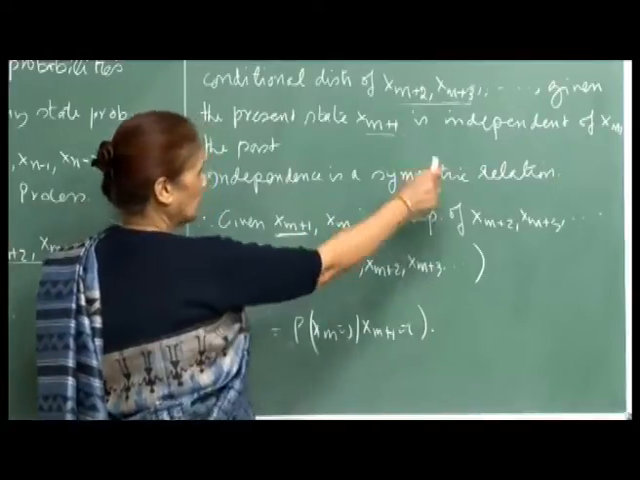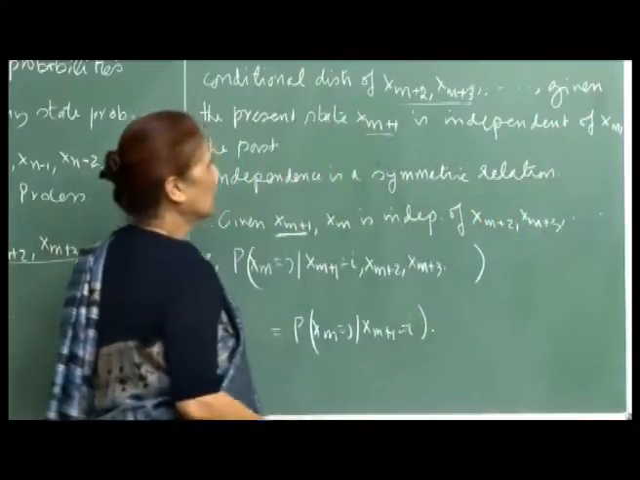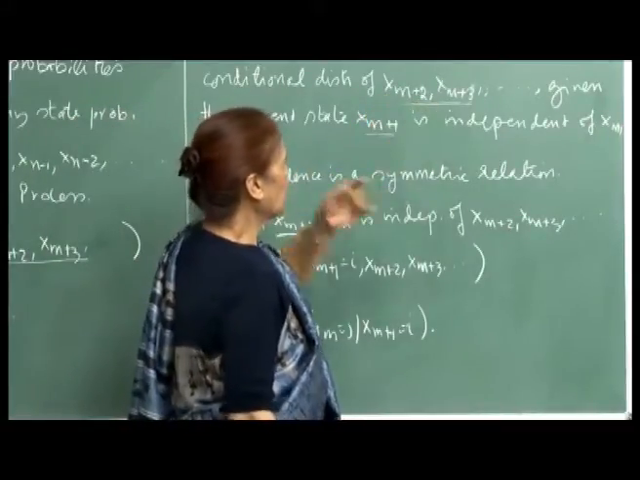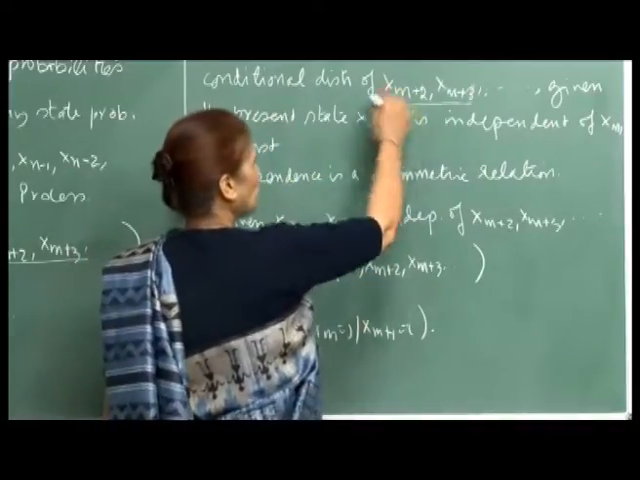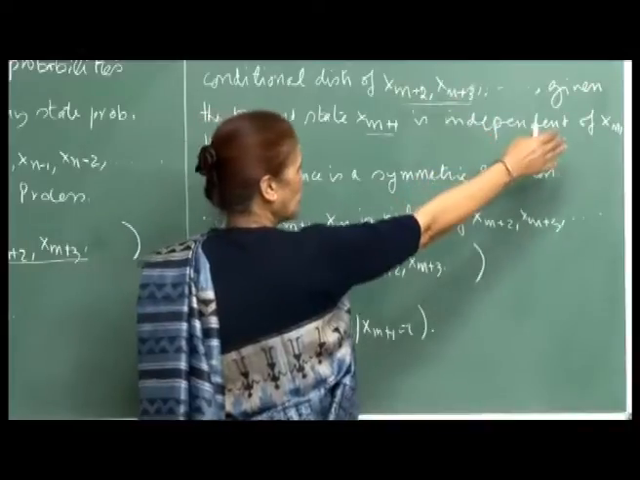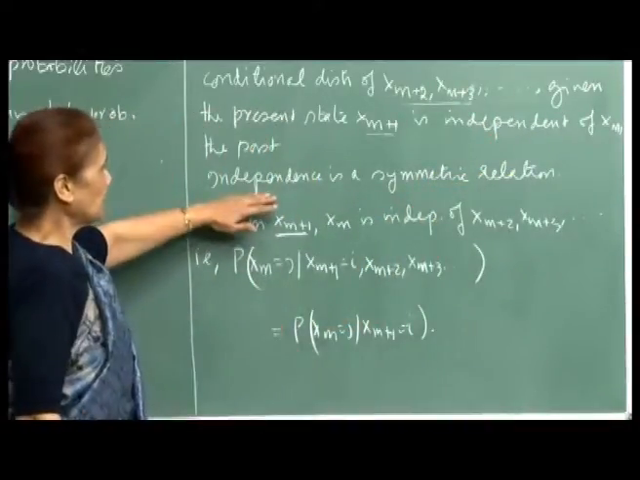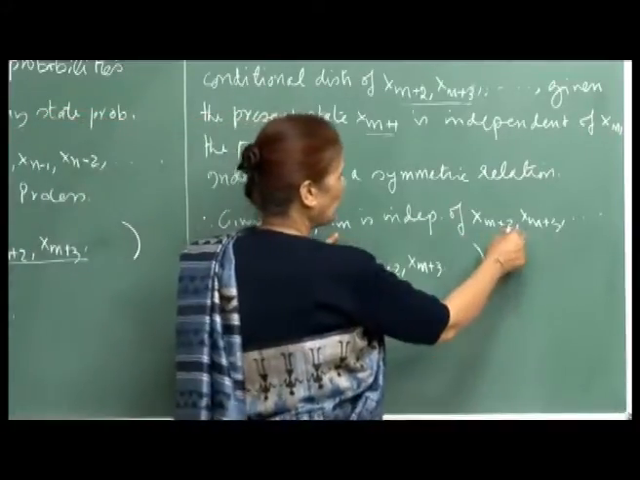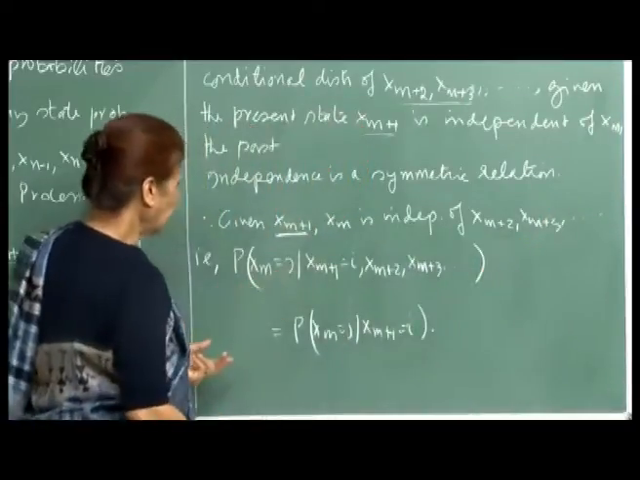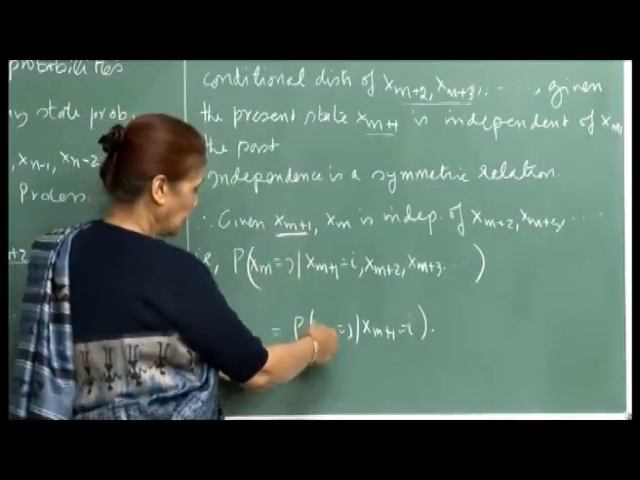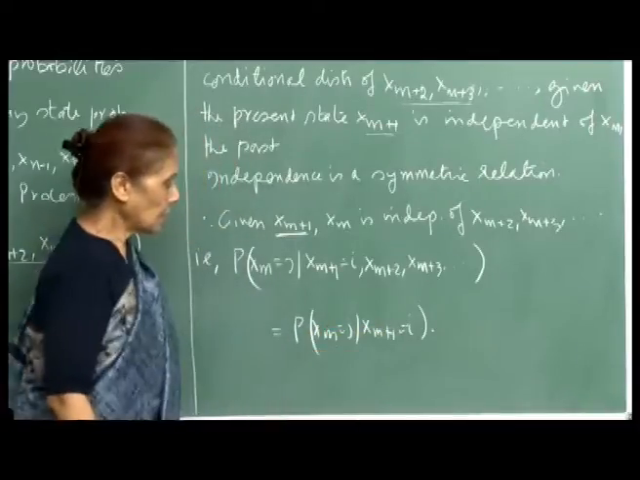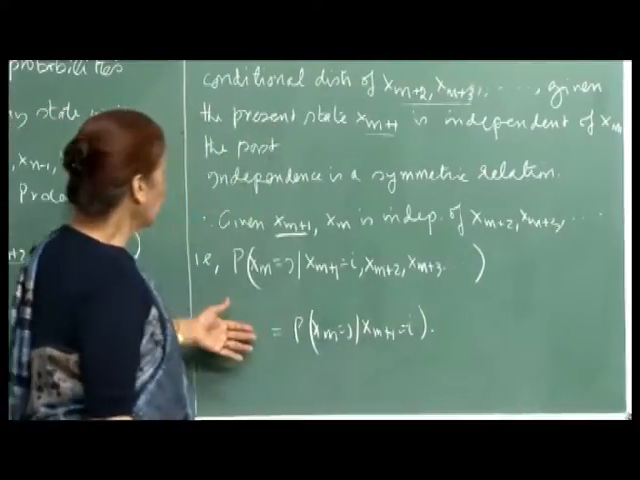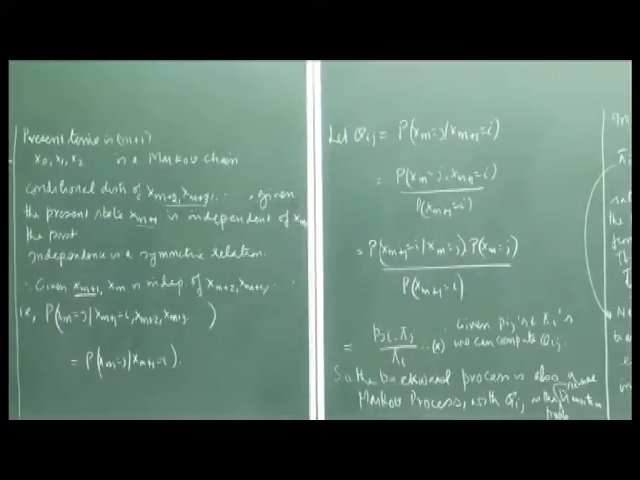We just now said that given x m plus 1, x m is independent of x m plus 2, x m plus 3 and so on. This is what we want to say, because x m plus 2 is independent of x m given x m plus 1. So, therefore, the reverse, because this is a symmetric relationship. So, I can say that given x m plus 1, x m is independent of x m plus 2, x m plus 3 and so on, and therefore, this probability can be written as probability x m equal to j and x m plus 1 equal to i. And so, we immediately conclude that the backward process is also a Markov process.